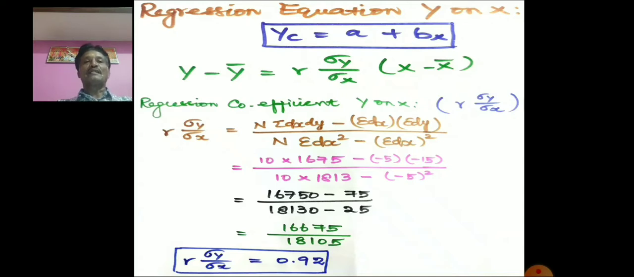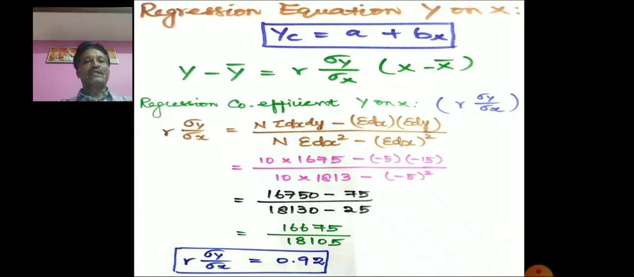So here in the same way you have to write the numerator as it is, and for the denominator, in x on y we have taken y values, but in y on x you take only the x value. So here the formula to calculate r sigma y by sigma x, that is regression coefficient y on x, is equal to n into sigma dx dy minus sigma dx into sigma dy, the whole divided by n into sigma dx square minus sigma dx the whole power 2. Now you have to substitute the values in the formula.